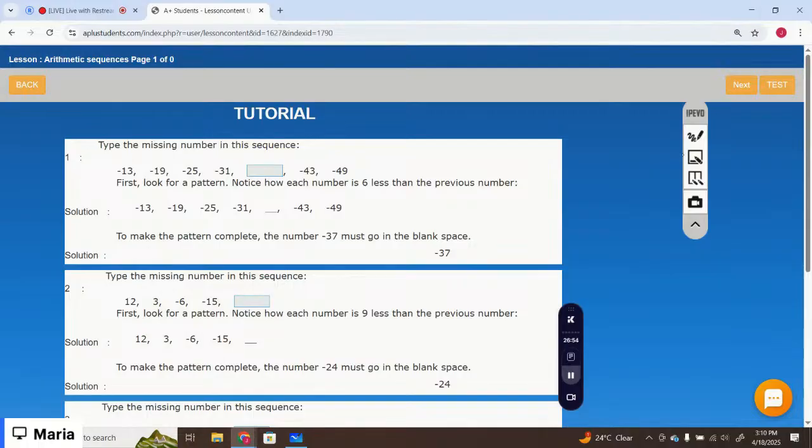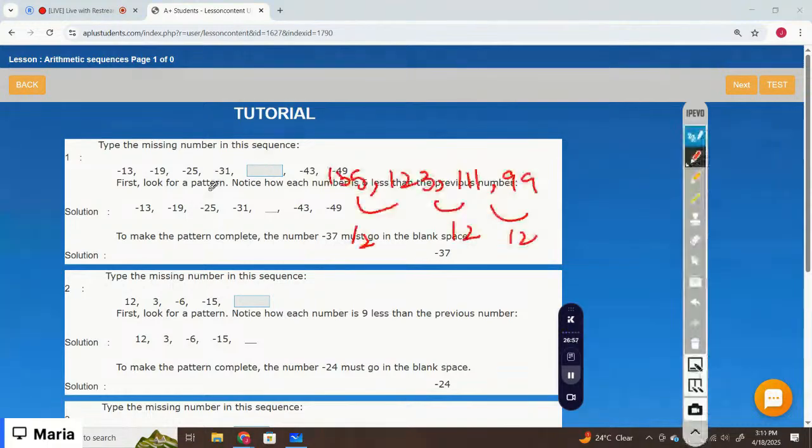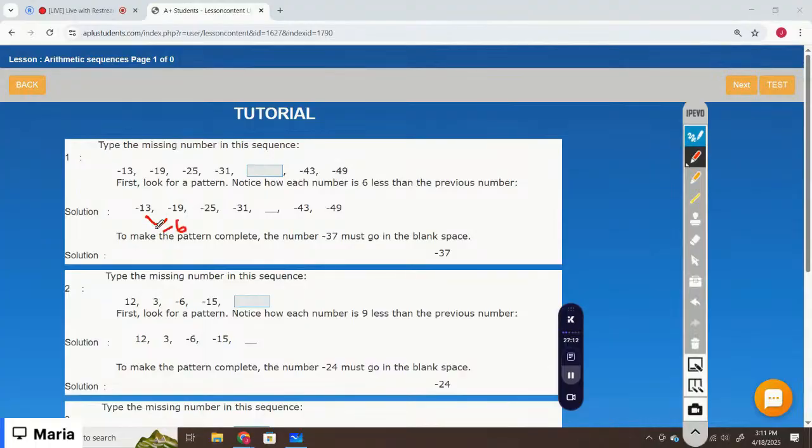Type the missing number in the sequence. Negative 13, negative 19, negative 25, negative 31. Negative 13 minus 6 is negative 19, negative 19 minus 6 is negative 25, negative 25 minus 6 is negative 31, and negative 31 minus 6 is negative 37. So the correct option is negative 37.